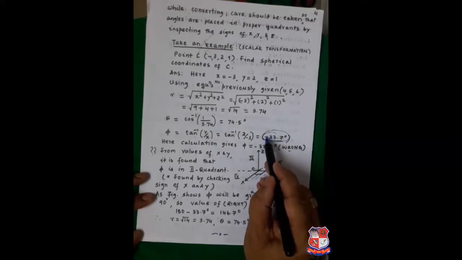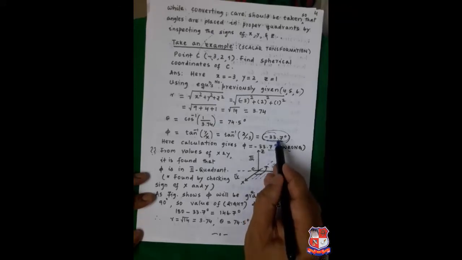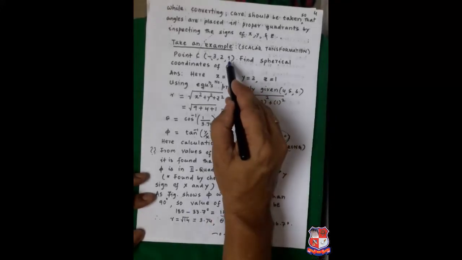So how to find that? Whatever calculated value you are getting, since the angle is more than 90 and less than 180, you take the addition of 180 to this, and you will get 146.7. So the actual conversion from Cartesian to spherical is: r is 3.74, theta is 74.5, and phi is 146.7 degrees. Don't take the earlier value; this has to be taken care of.